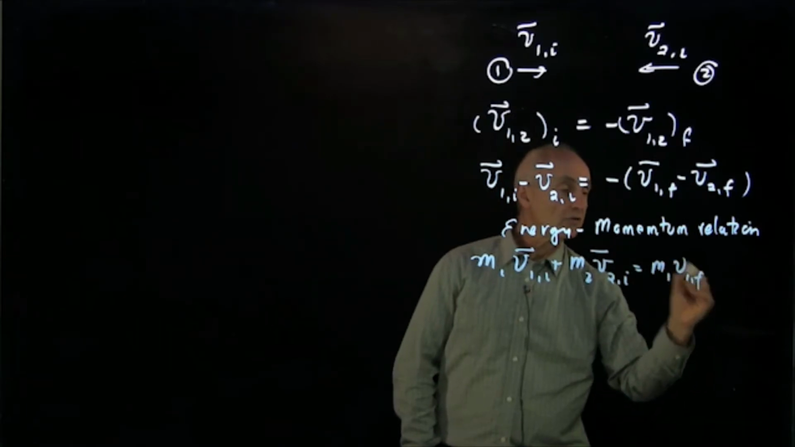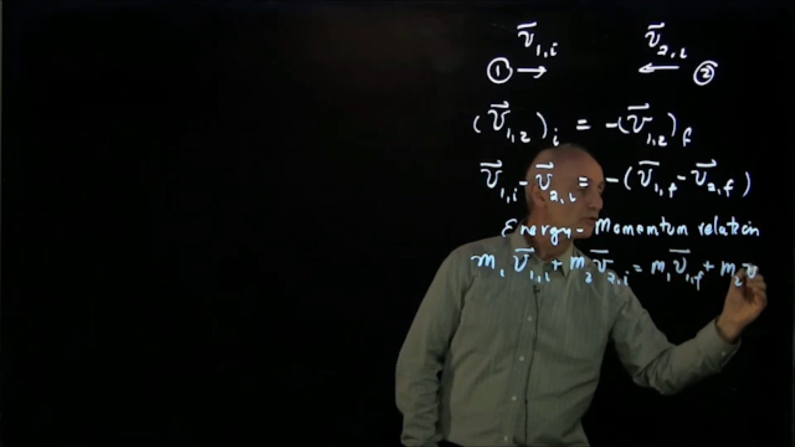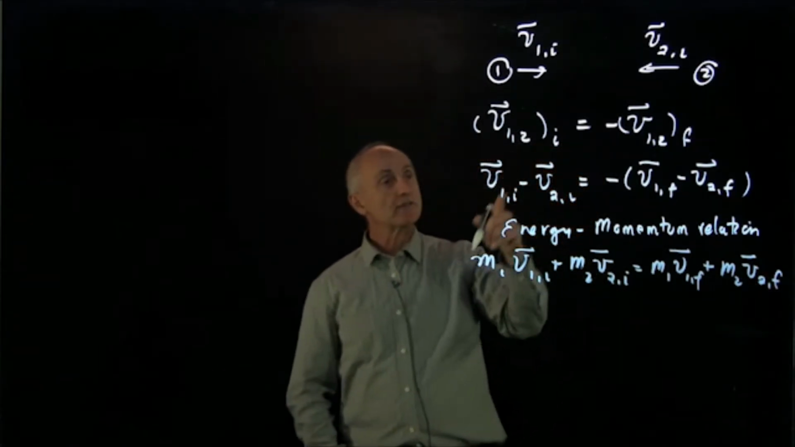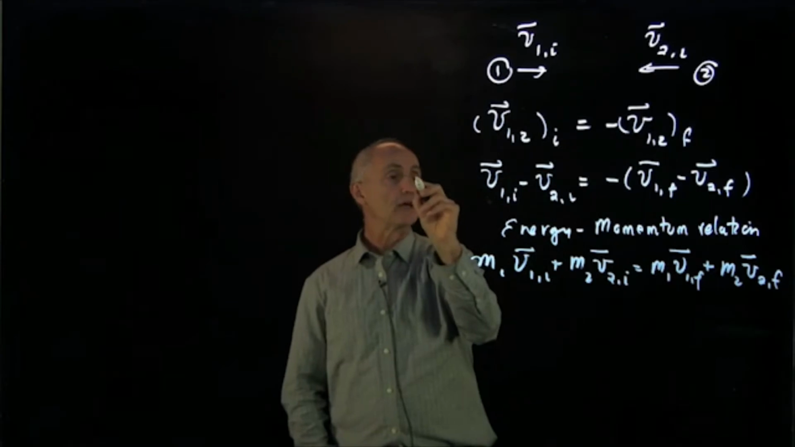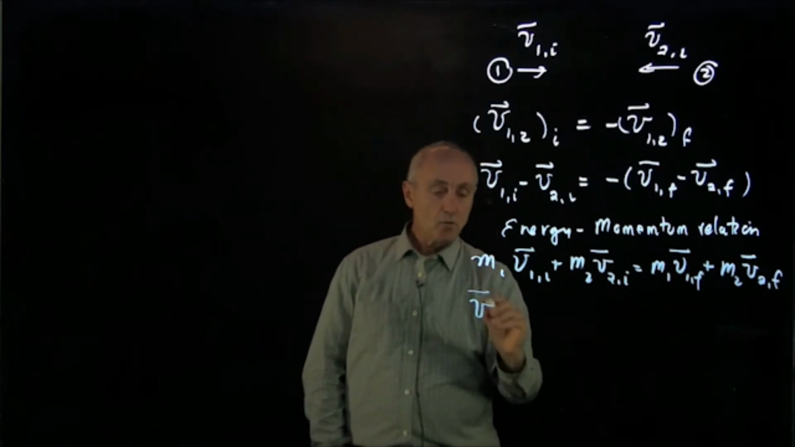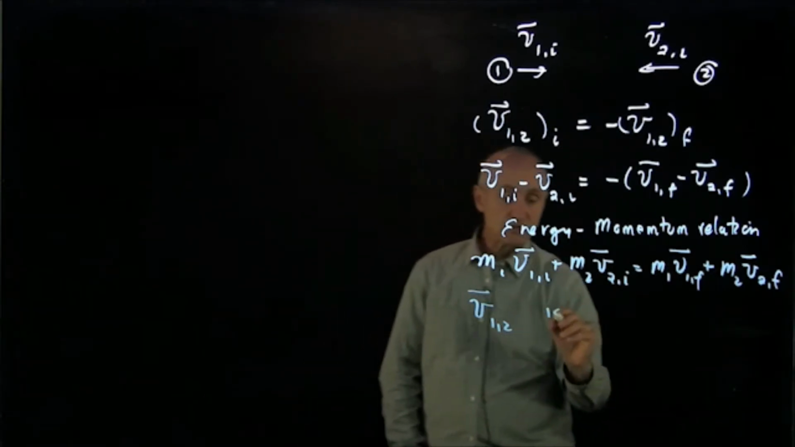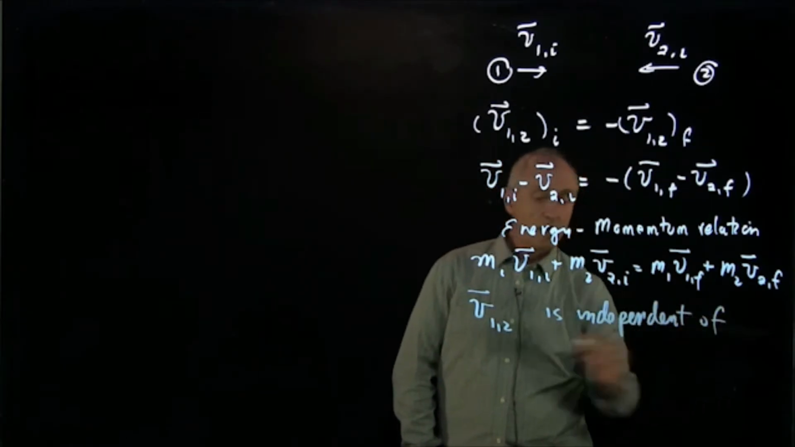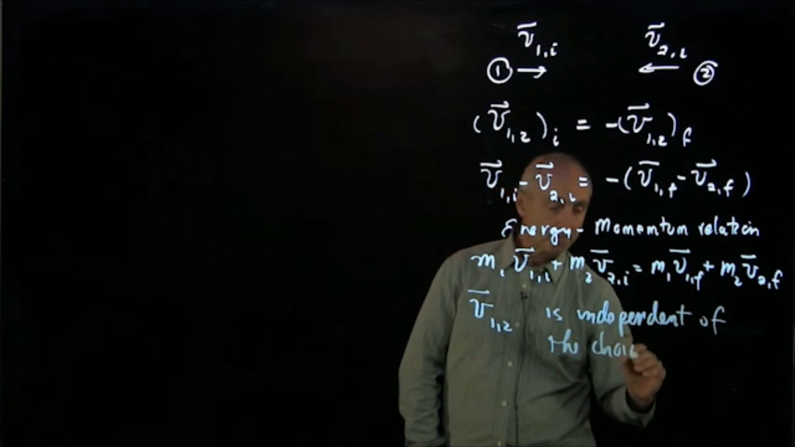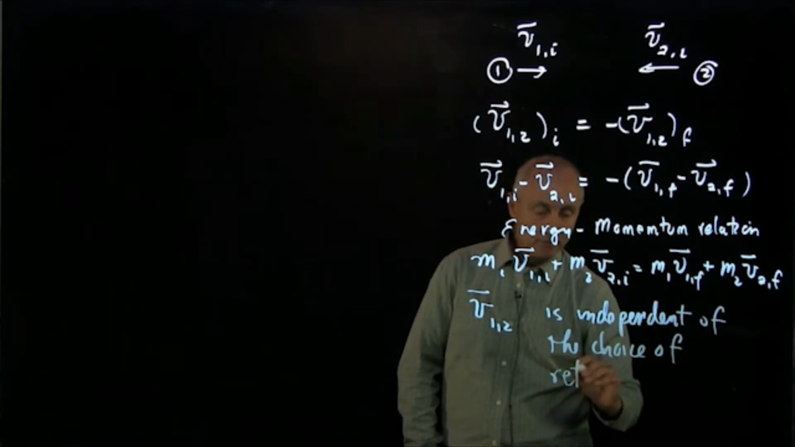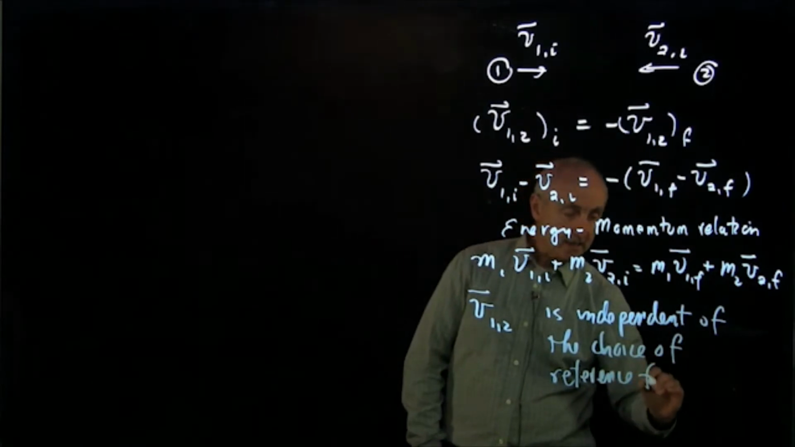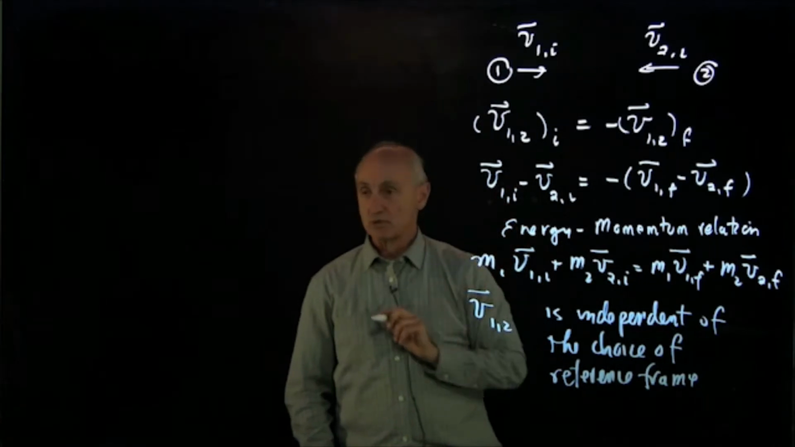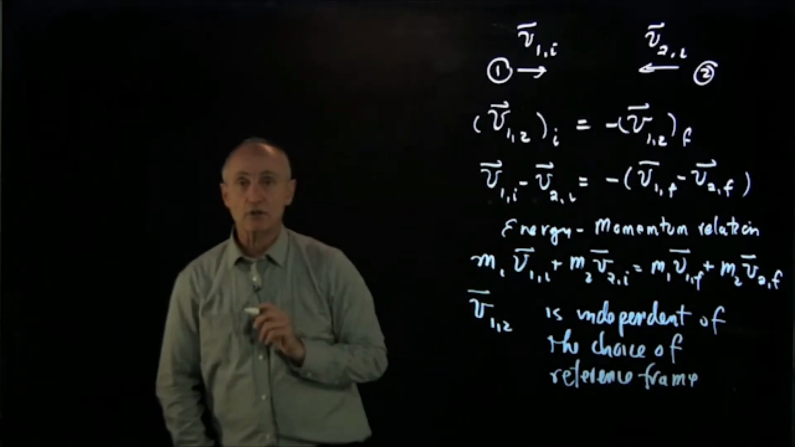And we've got a linear system of equations that is much easier to solve than the quadratic system. Now what I'd like to show is that this concept of relative velocity, that the v12 relative velocity, is independent of the choice of reference frame. And so if we want to analyze a collision in any other reference frame, then we always can keep this result. So now let's look at that.